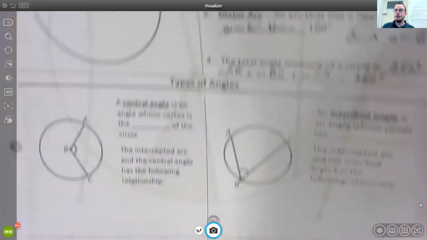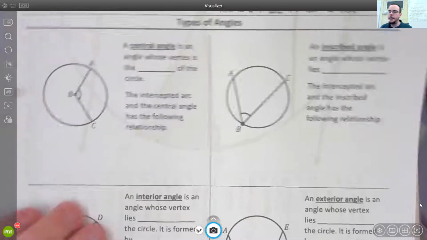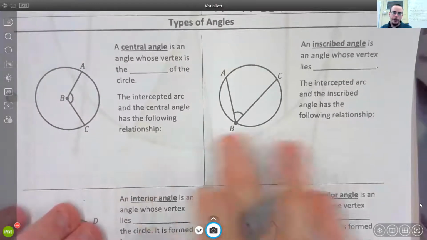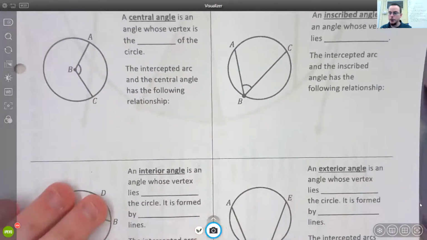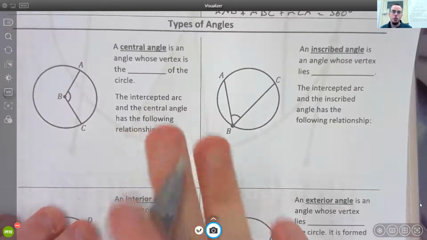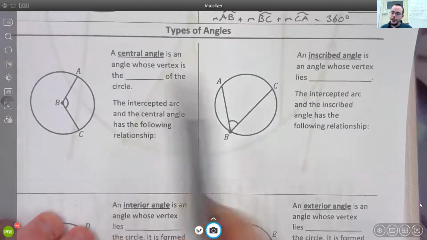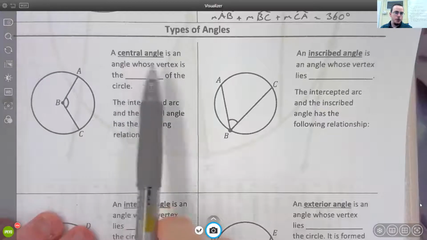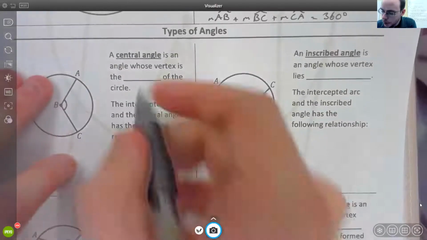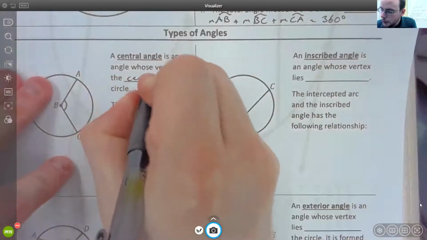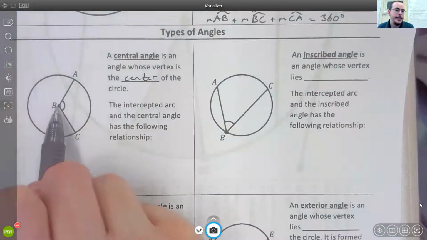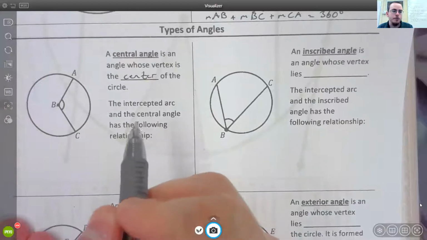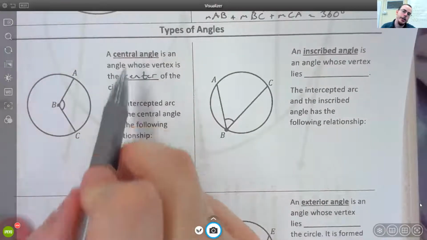And the last bit of this video, which is the last bit that you need for identifying the different types of angles, we will be doing these other things in a future video, but for now, we're just identifying them. So for the types of angles, a central angle is an angle whose vertex is the center of the circle. So if the vertex is at the center, like it is here at B, then this would be a central angle. So central angle, center.